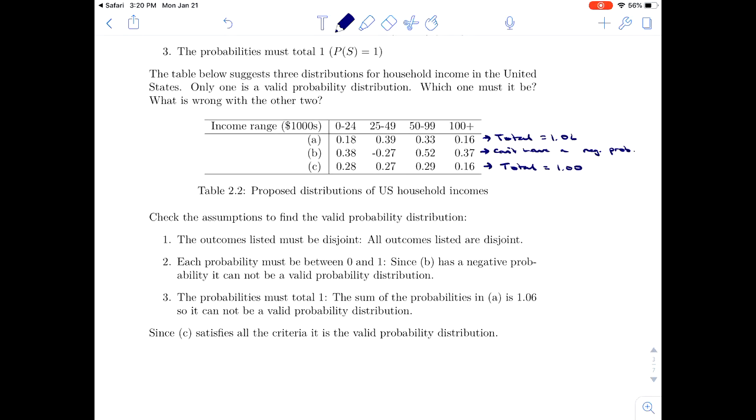Let me know if you need me to make photocopies. Maybe just hang back here and I'll stop this recording.